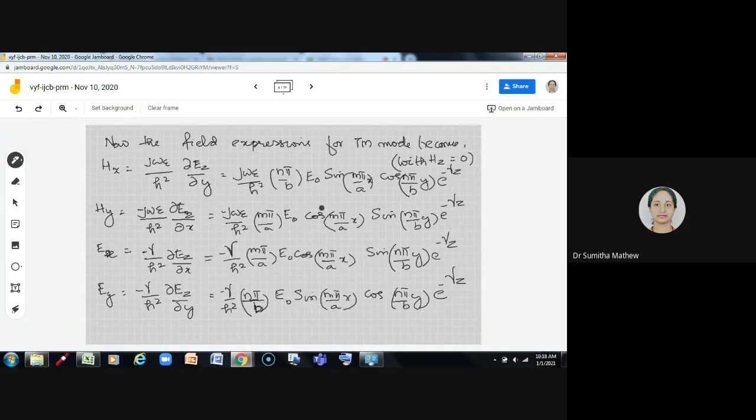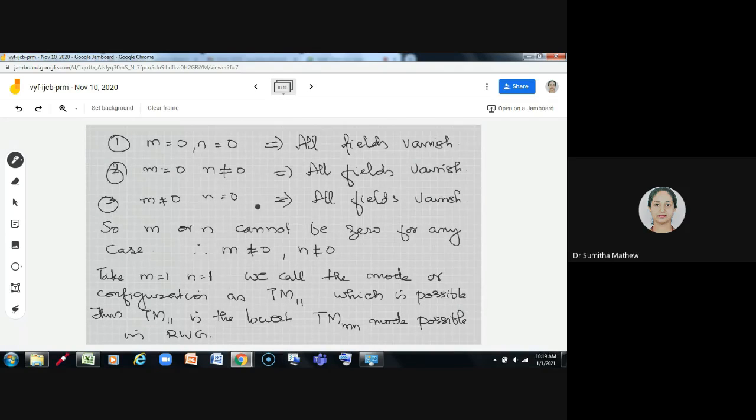Now what about the other way around? M not equal to 0 but n equal to 0. Same thing happens. See, n equal to 0 means this will become 0, n pi by b is 0. Last one will also be 0, n pi by b is 0. Similarly, m not equal to 0 but n equal to 0 means the sine term in Hy and the sine term in Ex will also become 0. Same thing happens. All fields will again vanish. So m equal to 0, n equal to 0 is not at all possible for any case. For the three cases, all fields will vanish. So we do not take that case.